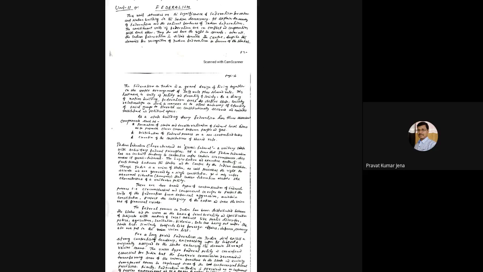So Indian federalism, so far as its nature and characteristic is concerned, is developed not as a full federalism, but rather a quasi federal state. The federalism in India is a grand design of living together in the matrix of arrangement of self rule plus shared rule. Here, my dear students, try to give your attention to this particular point.